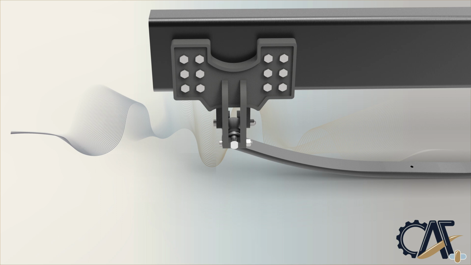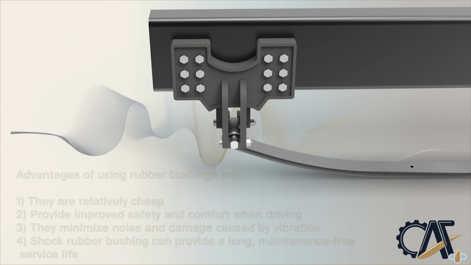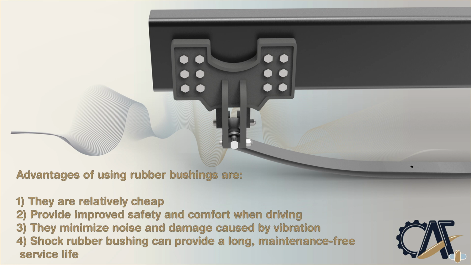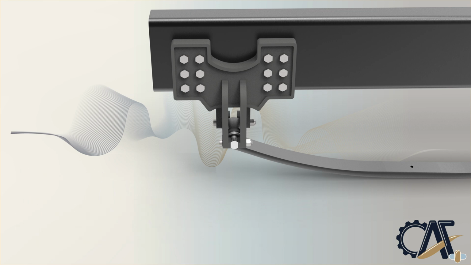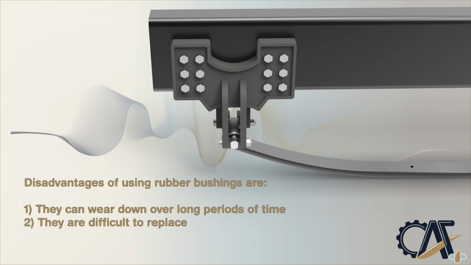Lastly, let's cover the advantages and disadvantages of rubber bushings. Advantages of using rubber bushings are: they are relatively cheap, provide improved safety and comfort when driving, they minimize noise and damage caused by vibration. Rubber bushings can provide a long, maintenance-free service life. Disadvantages of using rubber bushings are: they can wear down over long periods of time. They are difficult to replace.